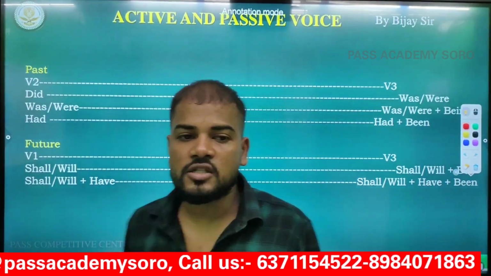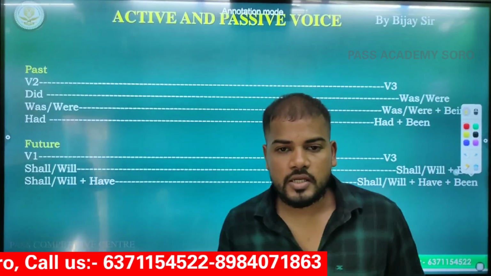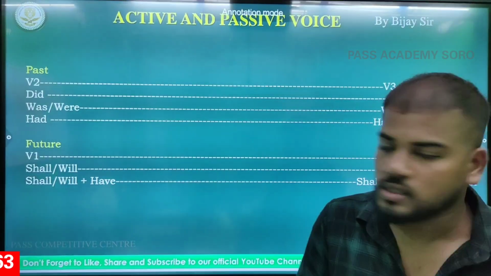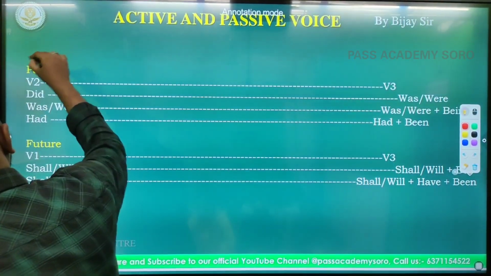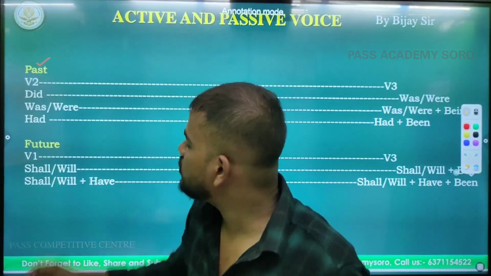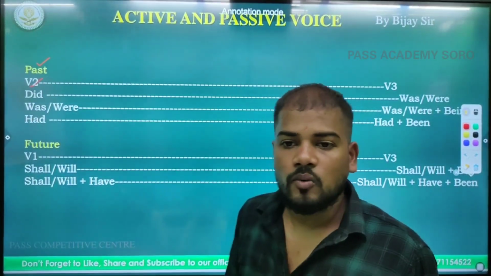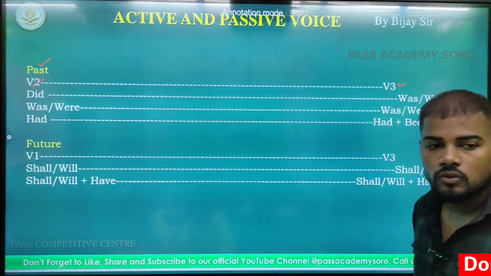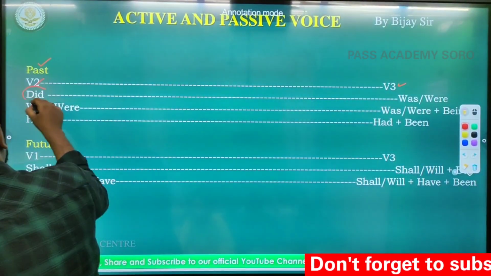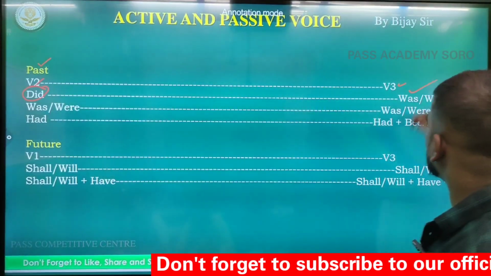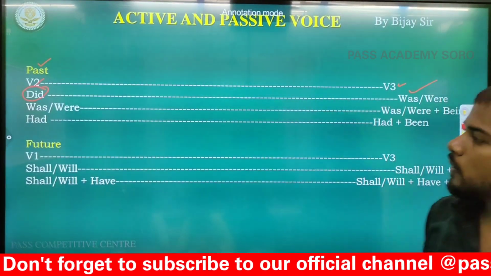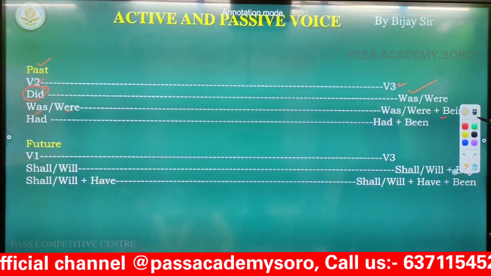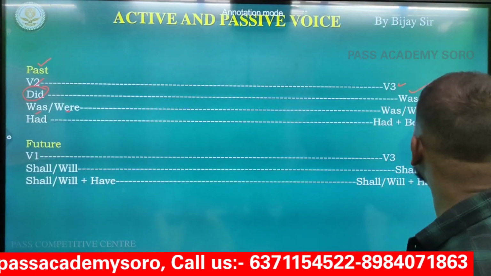Then if our sentence is in past tense, what are the helping verbs we need to change in our passive voice? If our sentence is in past form, our verb form is V2, the second form of the verb, and we will convert into passive like V3. And if there is did, it means simple past, we will convert into past continuous and we will use was, were. If our sentence is in past continuous, was, were, we will convert into was, were plus being in passive voice. Was, were plus being.